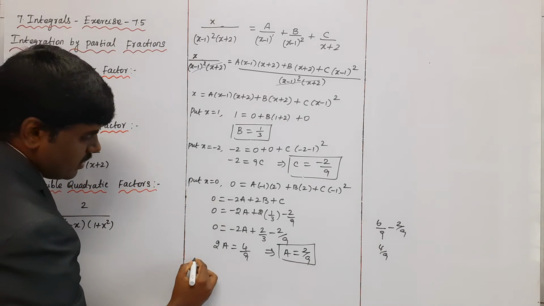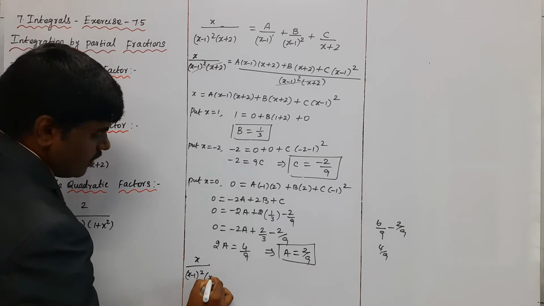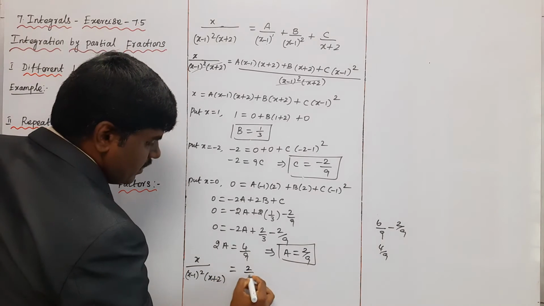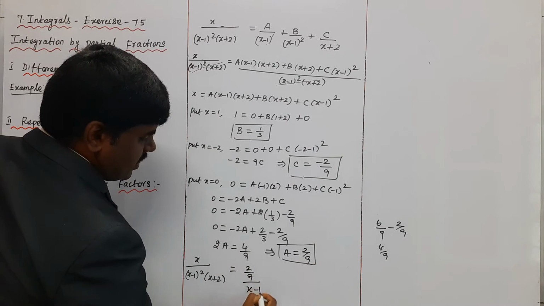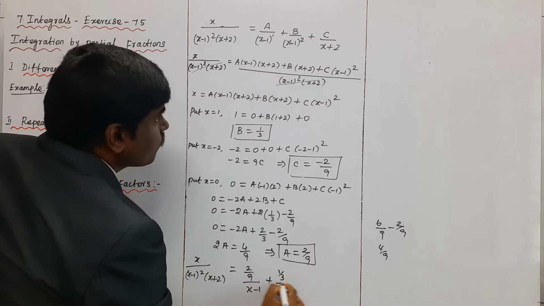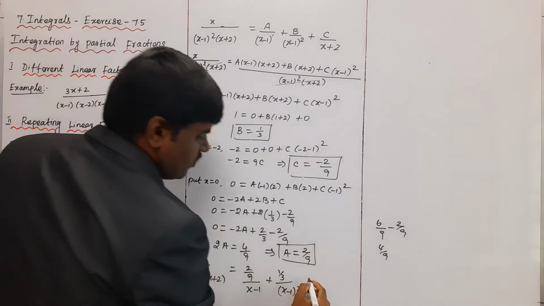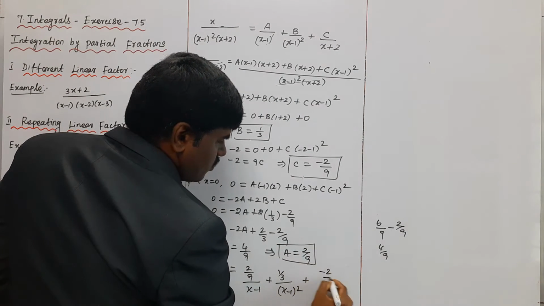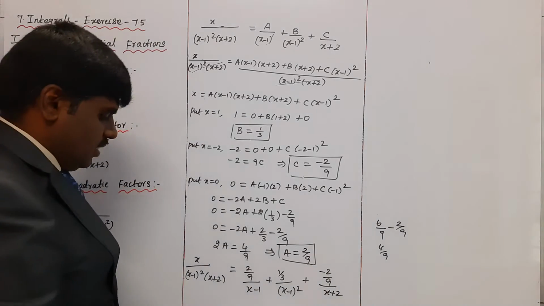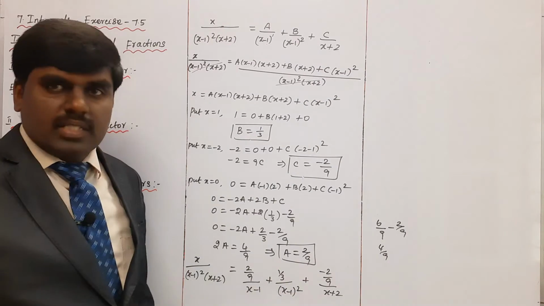So given the problem x divided by x minus 1 the whole square into x plus 2 is equal to, what's the value of a? A is equal to 2 by 9 into the factor x minus 1. B value, what's the b value? Plus 1 by 3 into x minus 1 the whole square. Next the c value is equal to minus 2 by 9 into x plus 2. Is that clear? So here rational functions, I convert by the partial fraction method.